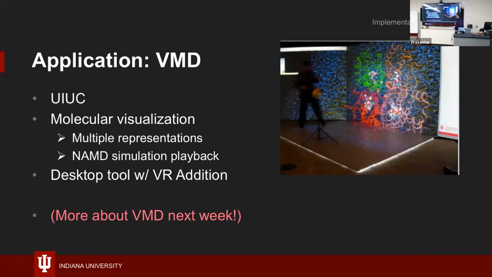I mentioned at the outset that John Stone from University of Illinois at Urbana-Champaign will be coming next week, and he's going to talk about VMD. But here's a picture of VMD running in our old cave up in Indianapolis. It has multiple molecular representations, so you can have ball and stick, protein chains, ribbons, things like that. It'll also play moving data. NAMD is a molecular simulation tool, which calculates how molecules interact with each other at the atomic level. And then you can play that information back and see how things work.